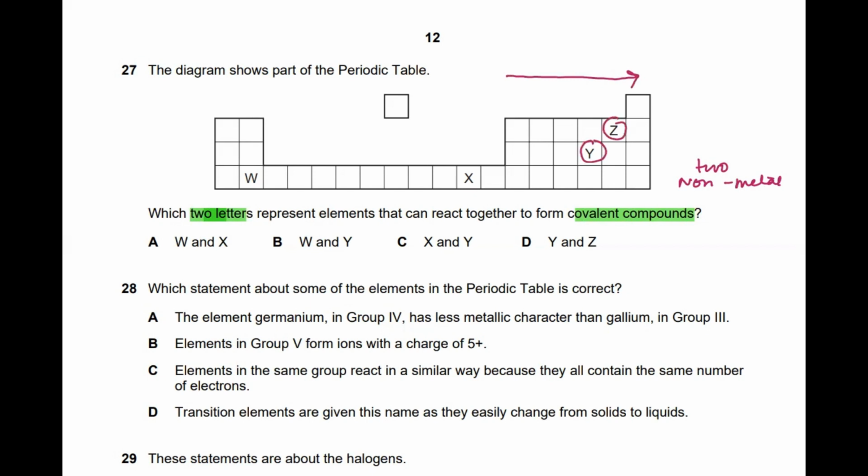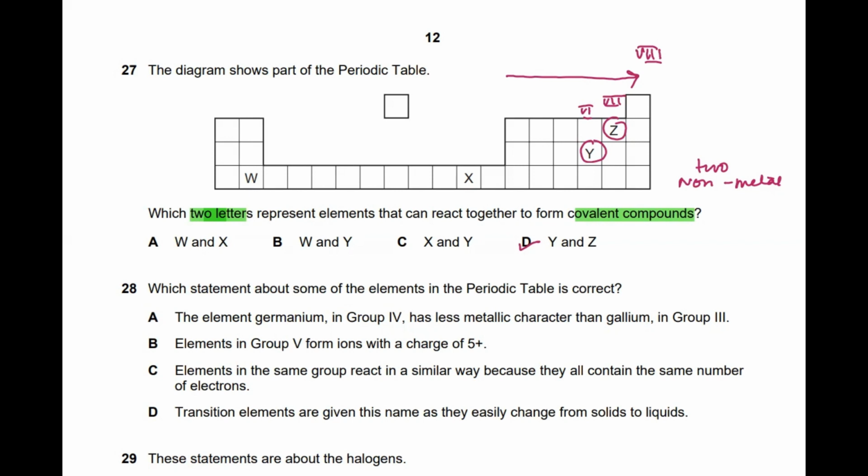If this is group 8, this is group 7, and this is group 6. So it's group 6 and group 7. Now, group 6 and group 7, these are two non-metals. So we have Y and Z. That means D will be the correct answer in this scenario. 27 is D. Moving to question number 28.